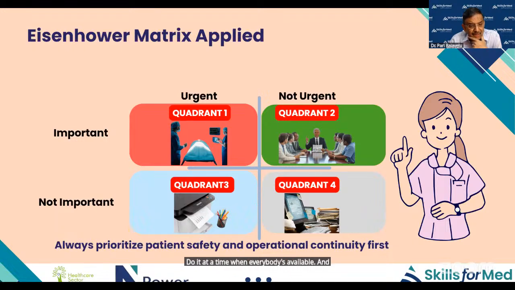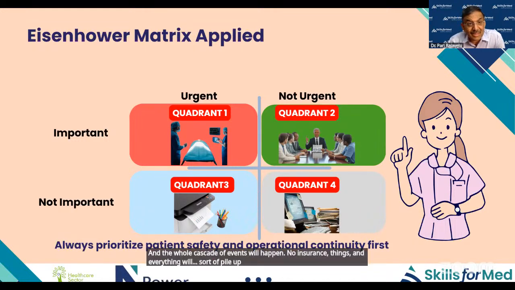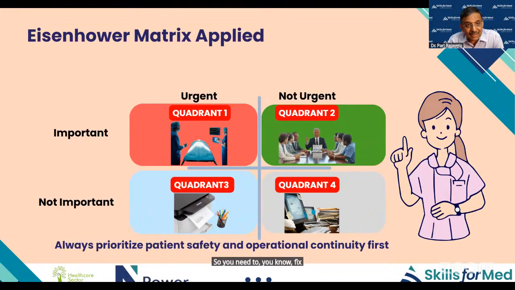And the third quadrant, not important and urgent, is the printer malfunction. Printer malfunction is not very important in terms of patient care and things like that. But if you don't repair it, you can't print the discharge summaries, right? And the whole cascade of events will happen. No insurance, and everything will sort of pile up. So it is urgent, and you need to fix that. So that is not important and urgent.